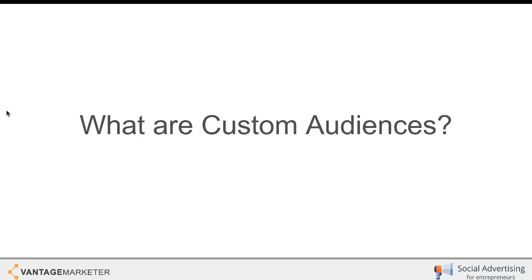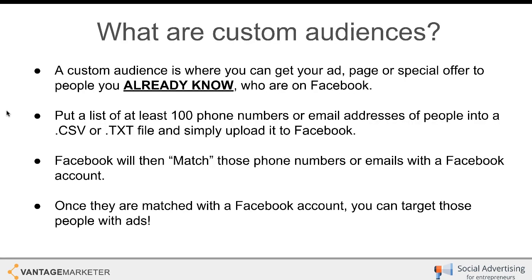Alright, so let's talk about first what are custom audiences. A custom audience is where you can target your ad, page, or special offer to people who you already know are on Facebook. You can put a list of 100 phone numbers or email addresses into a .csv or a text file and simply upload it to Facebook. Facebook will then match those phone numbers or emails with a Facebook account, and once they're matched, you can target those people with ads.